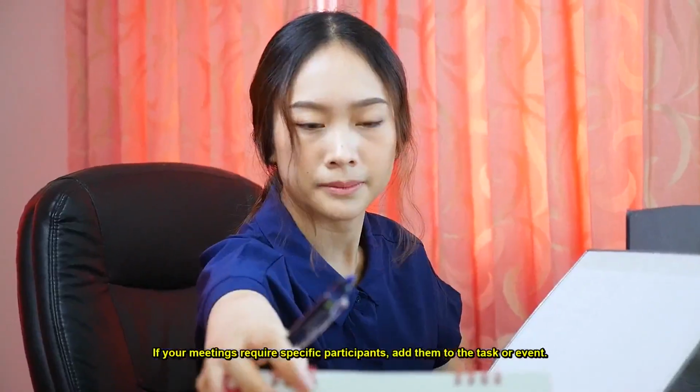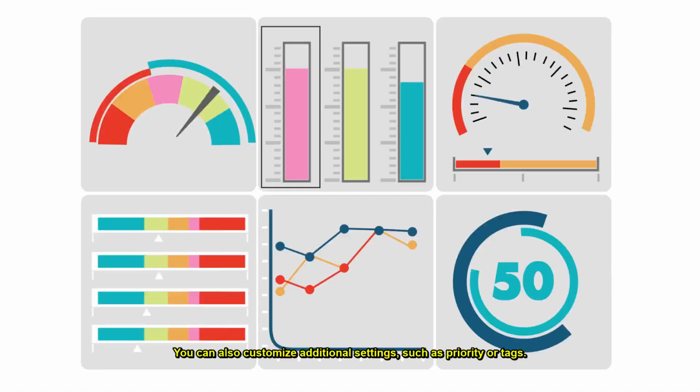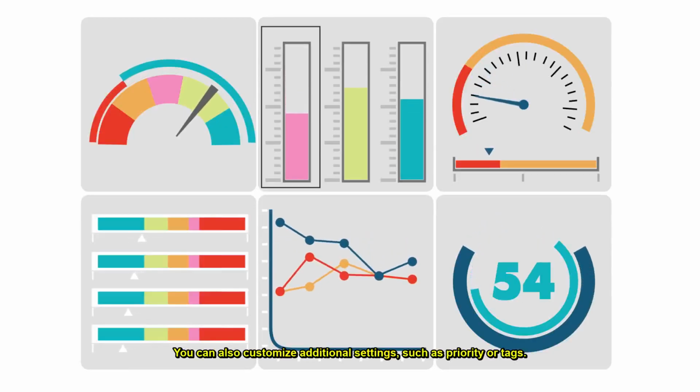If your meetings require specific participants, add them to the task or event. You can also customize additional settings, such as priority or tags. Once all details are filled in, click on Save to finalize the automation.